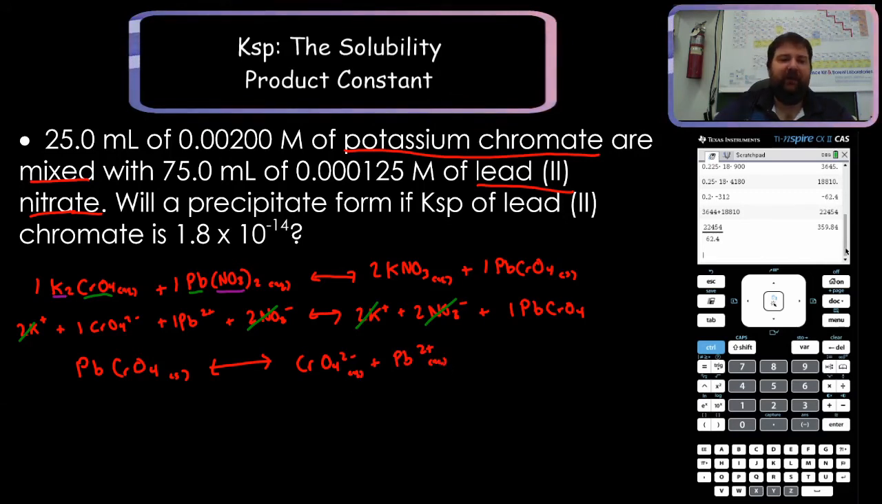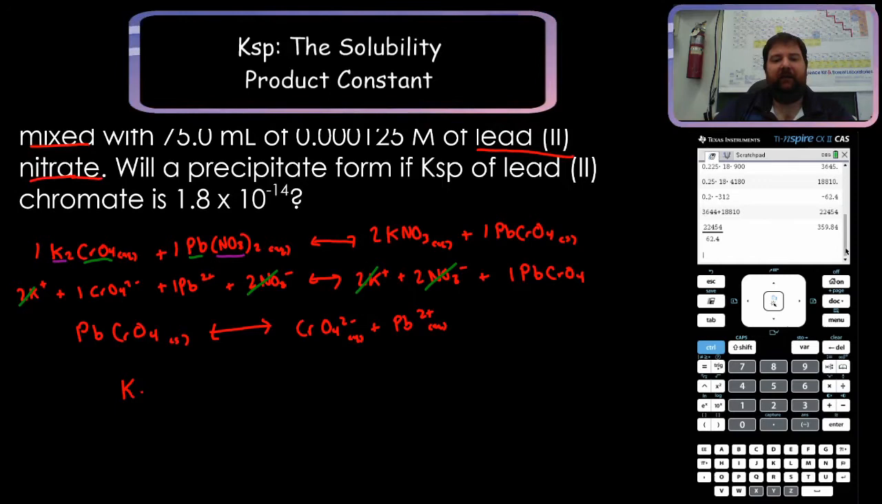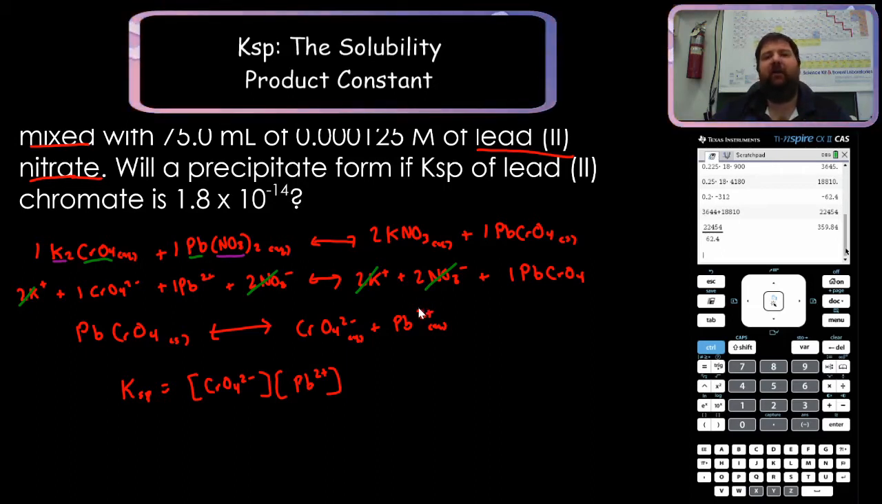So from the last video, we learned how to do Ksp. So our Ksp for this equation, our new net ionic equation, is going to be the concentration of CrO4 2- times the concentration of Pb 2+. Notice to find Ksp, we didn't need all this other stuff because a lot of those ions are spectator ions. They're not actually involved in the reaction. The important one is this. And so now we have our Ksp expression.